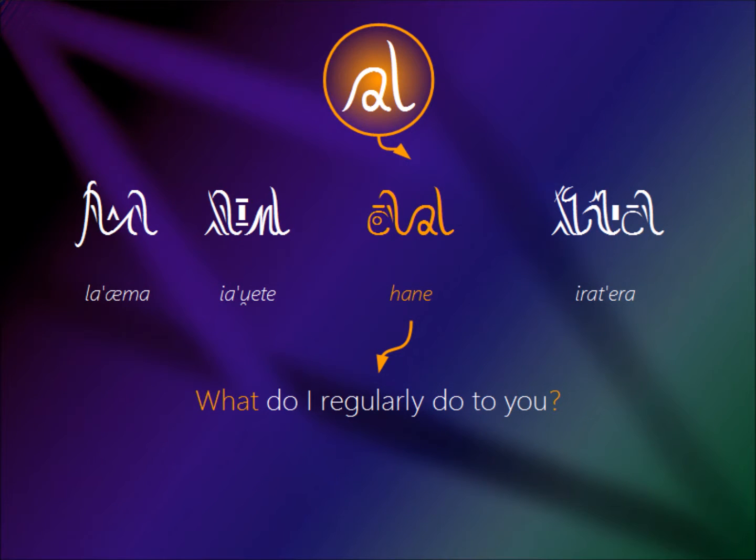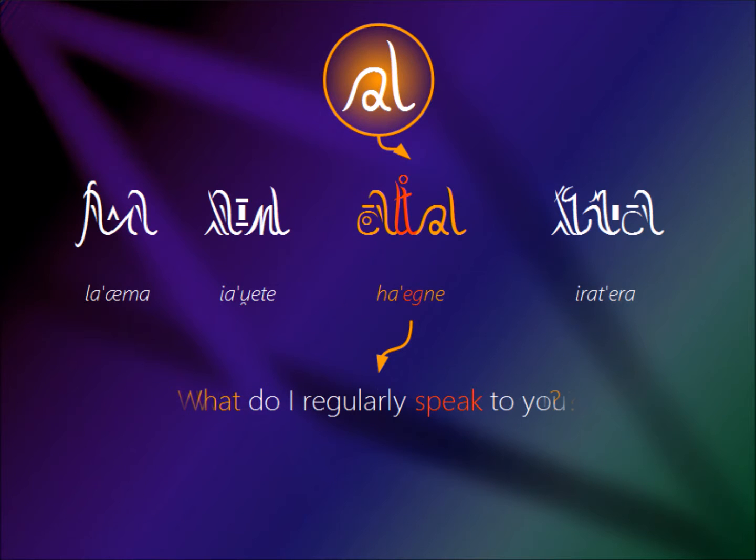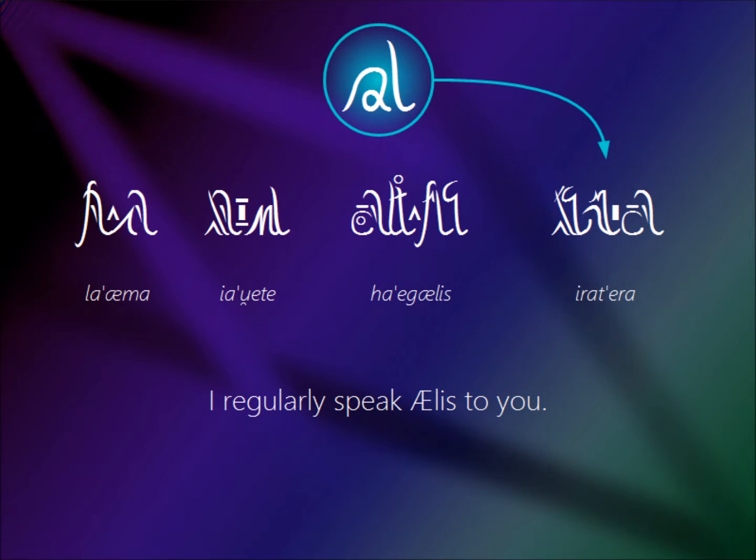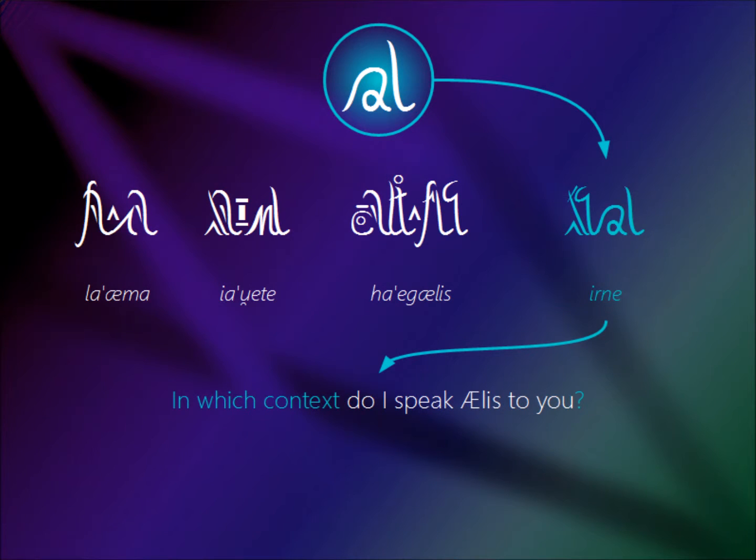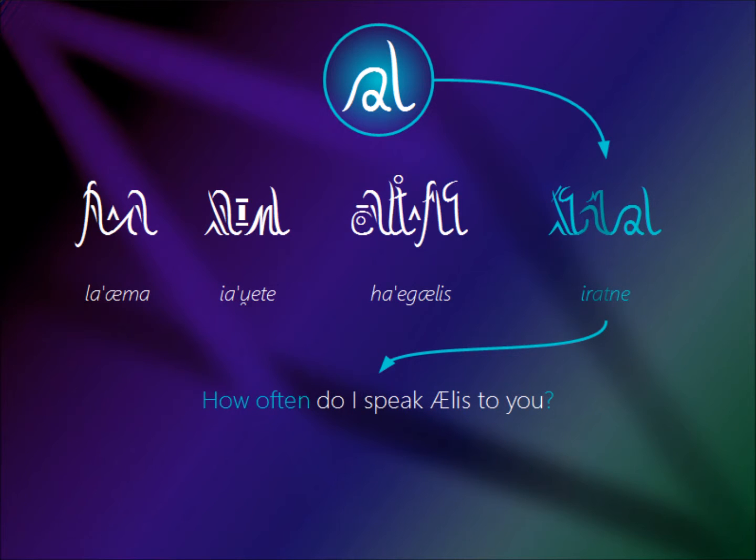It is also possible to narrow the question by adding more roots in front of ne. For example, La aima iauete ha egne iratera. What do I regularly speak to you? And if we attach it to the modifier, we get La aima iauete ha egailis irne. In which context do I speak Ælis to you? Also here, it makes semantical sense to make our question a bit more specific. La aima iauete ha egailis iratne. How often do I speak Ælis to you?